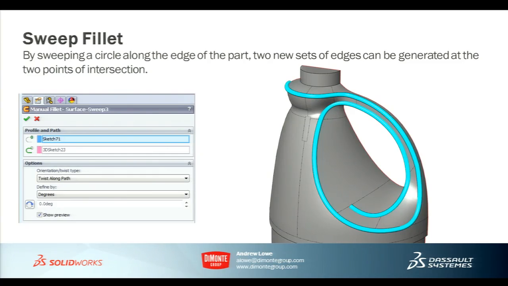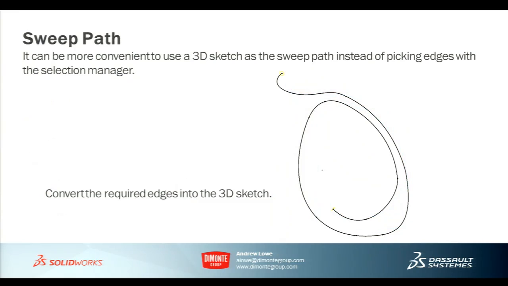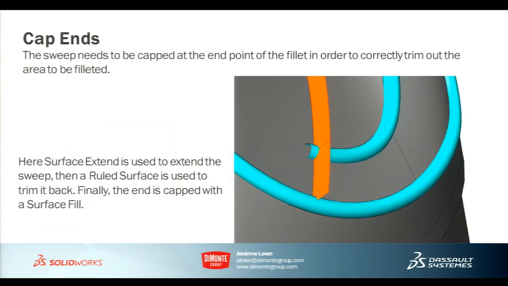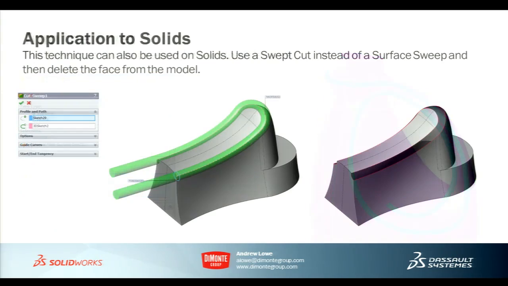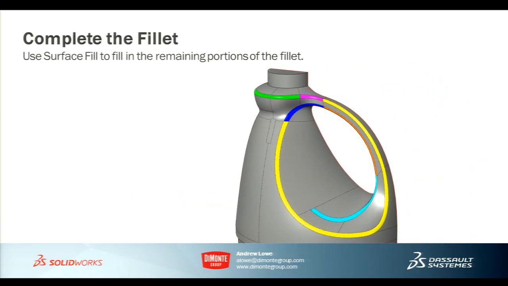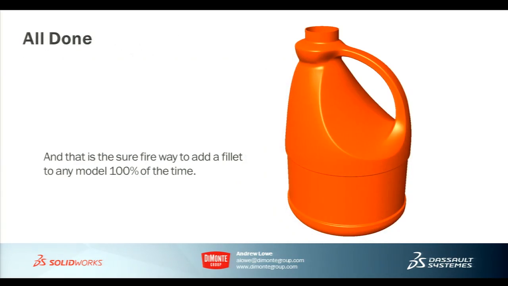And we're doing that by creating our sweep of a circle along the part. Our sweep path is a 3D sketch, and we clean up the 3D sketch by using the fit spline to have one long continuous edge. We cap the ends of the surface fill, and then we trim it back. And if you were starting with a solid body, I was modeling that bleach bottle wall with surfaces, you could use a solid cut sweep and then delete face to turn the model into a surface model. We're going to build the fillet faces with the boundary surface tool, and finally complete the fillet with the surface fill. And that's it. We're all done. A surefire way to add a fillet to a model 100% of the time if you get that stuck.